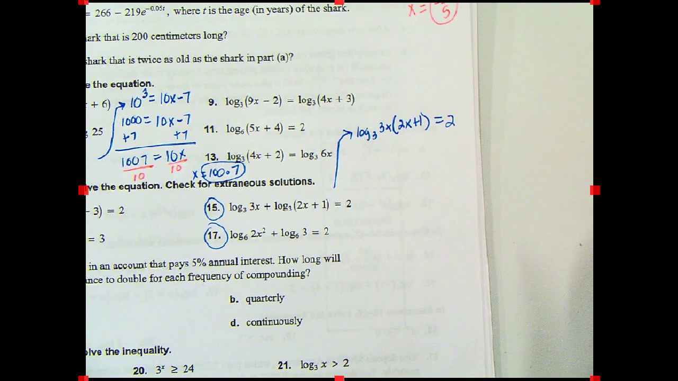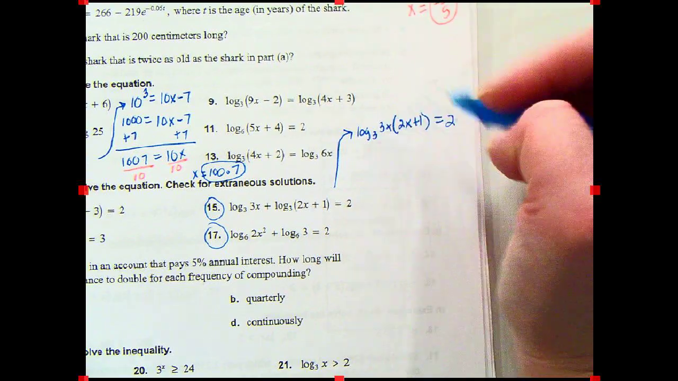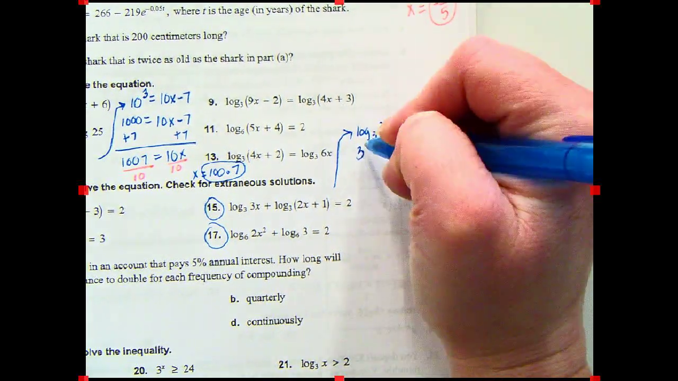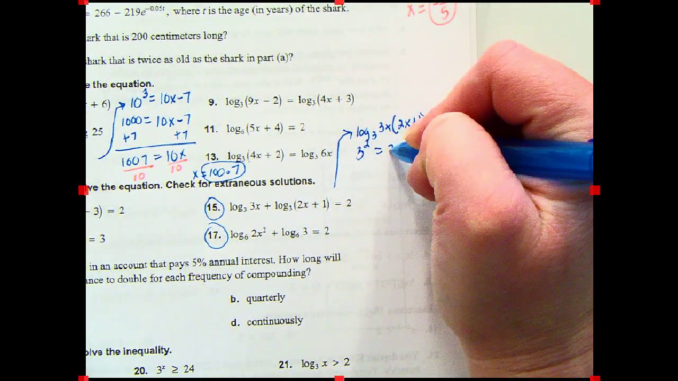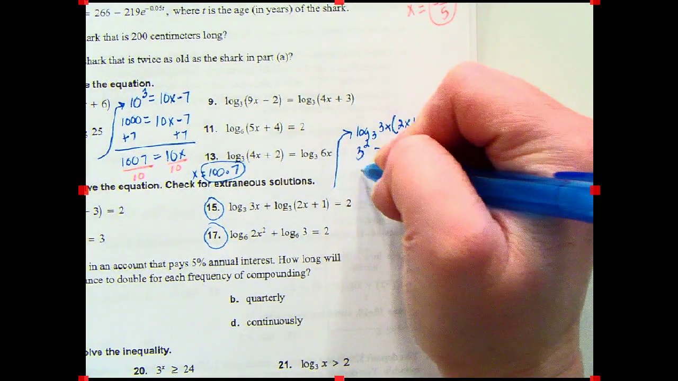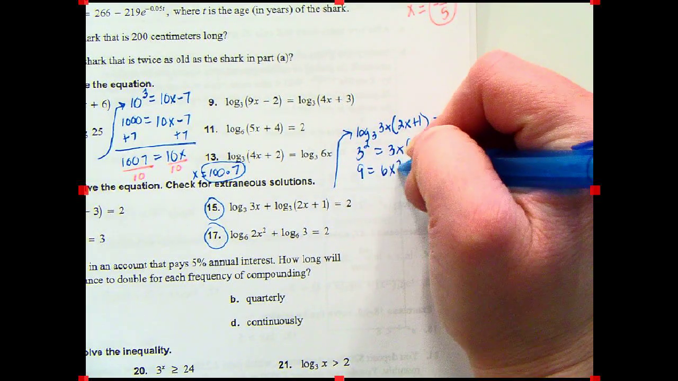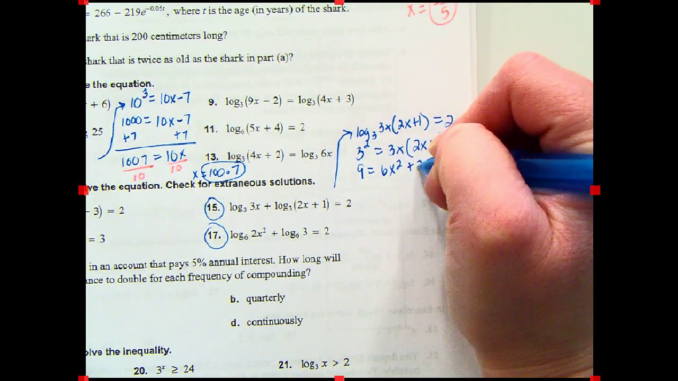And then once I have that step, I can change this log to an exponential. So I have a base of 3, and it would be squared is equal to this 3x that I have to distribute to that 2x plus 1. 3 squared is 9. 3x times 2x, that's going to be 6x squared. 3x times 1 is 3x.